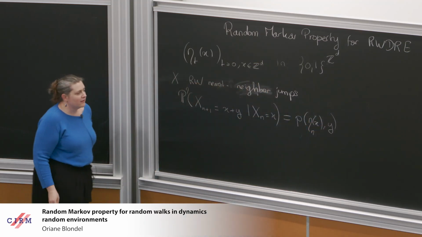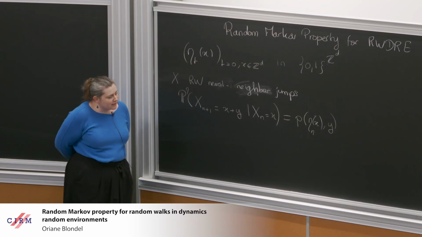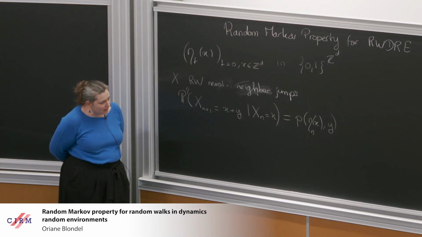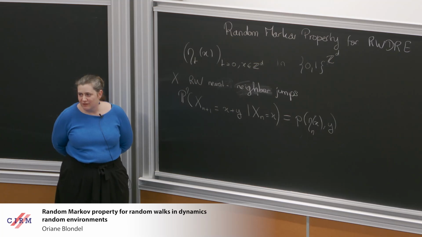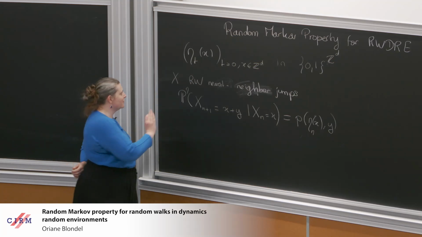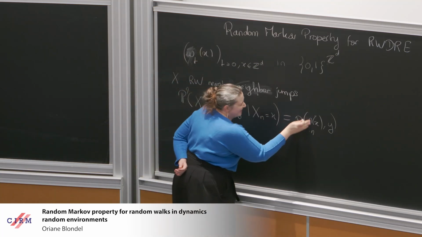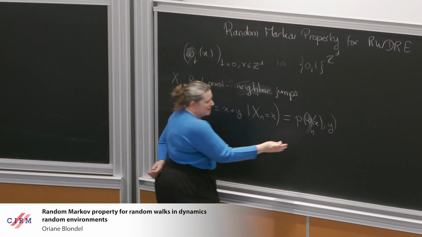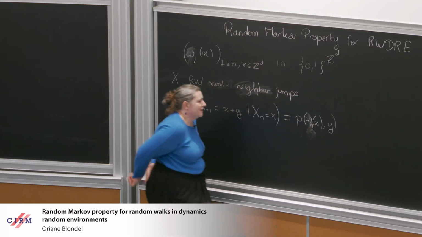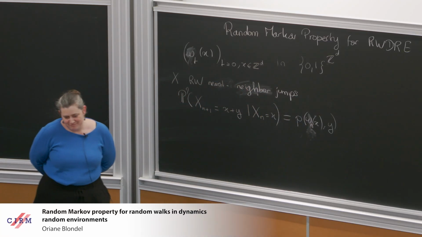So the environment at time n at site x. And I'm sorry, I'm going to right away change my notation because otherwise it's going to be a mess later. I need eta for something else. This is omega. Omega is still indexed by n, that's okay. Okay, so far so good.